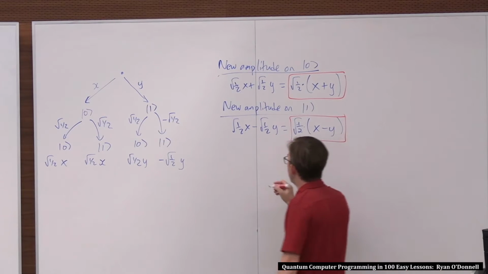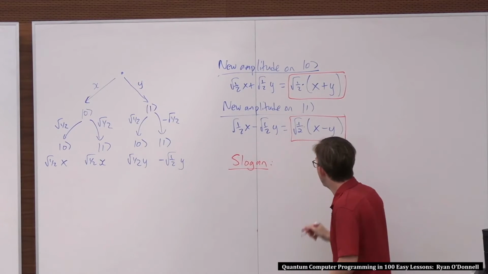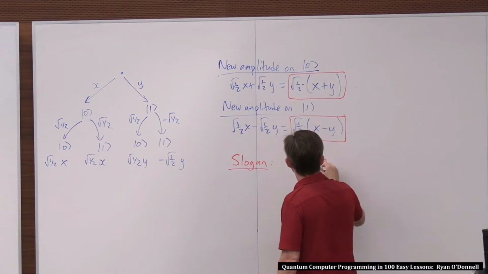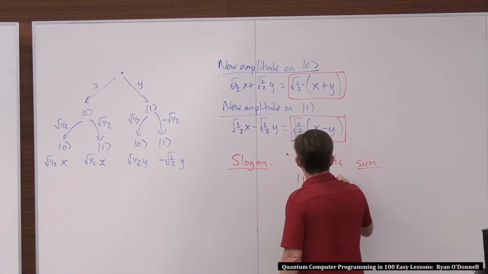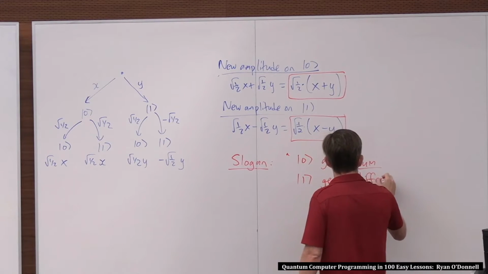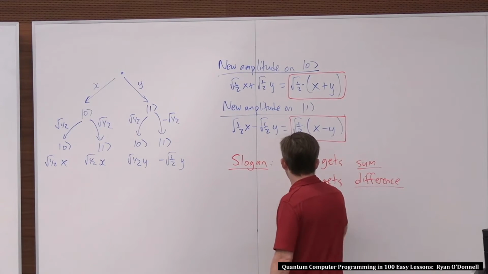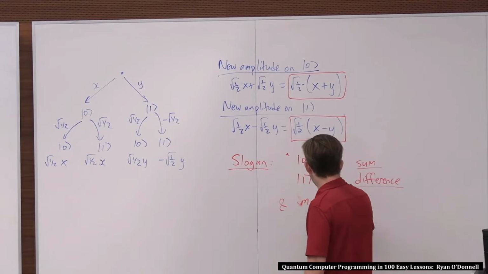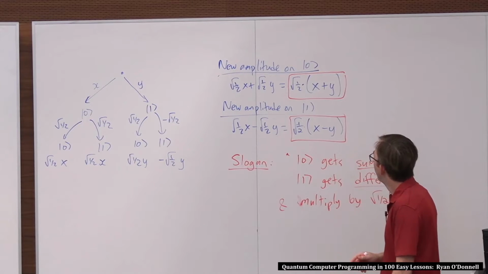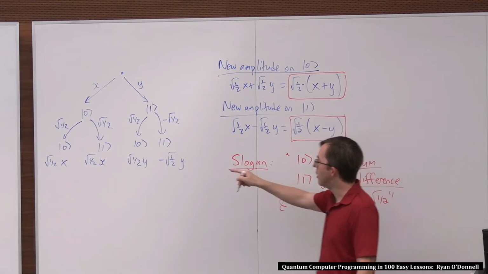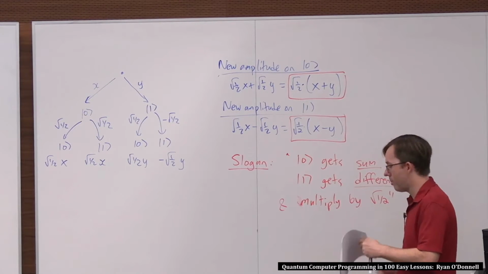I even like to think of this as a little slogan for Hadamard, which is that 0 gets the sum, x plus y, and 1 gets the difference, x minus y. And then there's the annoying part, which I won't slander on the board in words, but you multiply by square root a half. So this is the rule, or the slogan, for how you can do this Hadamard computation a little bit more quickly. And we're going to come back to this later.